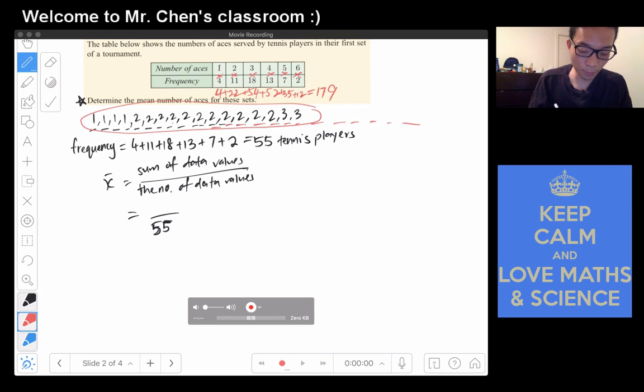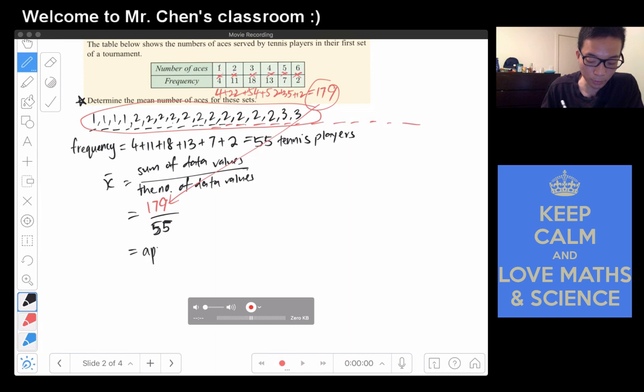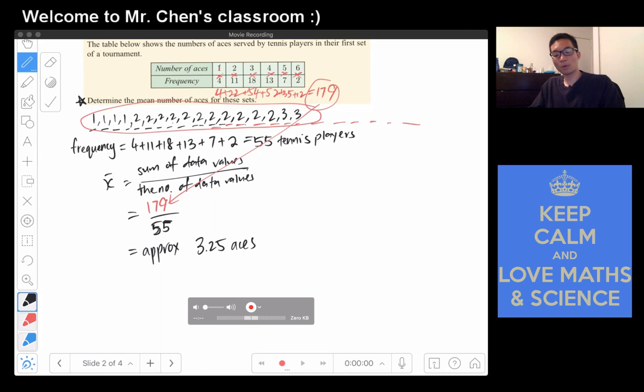And then you move that 179 down here, because it said the sum, and sum means all together, the total data value. What you will get after that is you just need to divide 179 by 55, which gives approximately 3.25 aces. So what that means is, on average, each player scores approximately 3.25 aces.